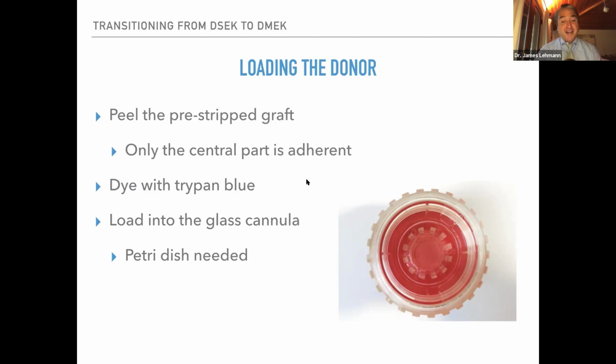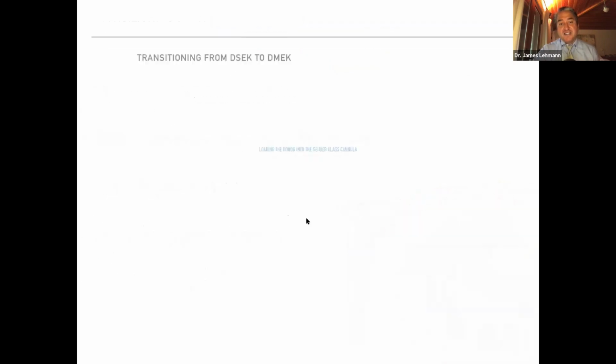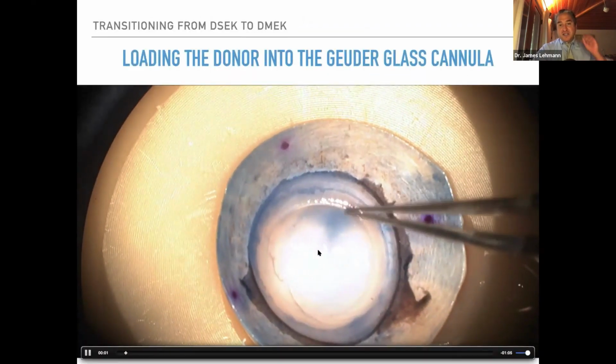But once you get good at it, you can actually do the first parts of the surgery before peeling the donor. So in this case, we've already had the donor prepared by the eye bank, and all we need to do is dye it with trypan blue and load it into the glass cannula. So here are the steps involved.